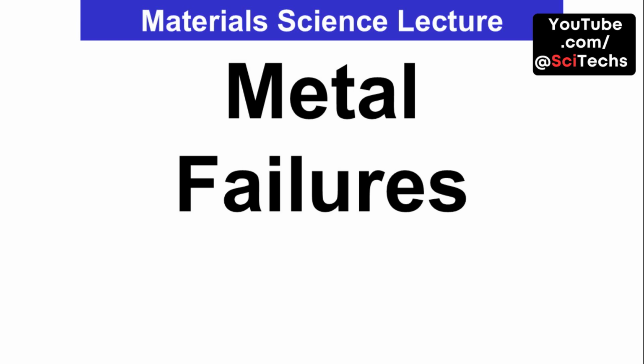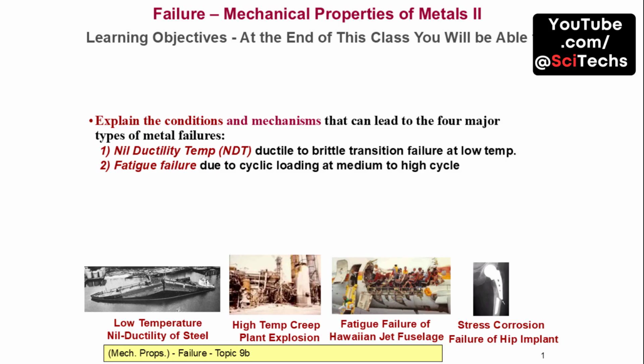Welcome to our materials science lecture on metal failures. Today, we will delve into the various types of metal failures and understand their underlying mechanisms. By the end of this class, you will be able to explain the conditions and mechanisms that lead to four major types of metal failures: nil ductility temp, fatigue failure, high temp creep, and stress corrosion.